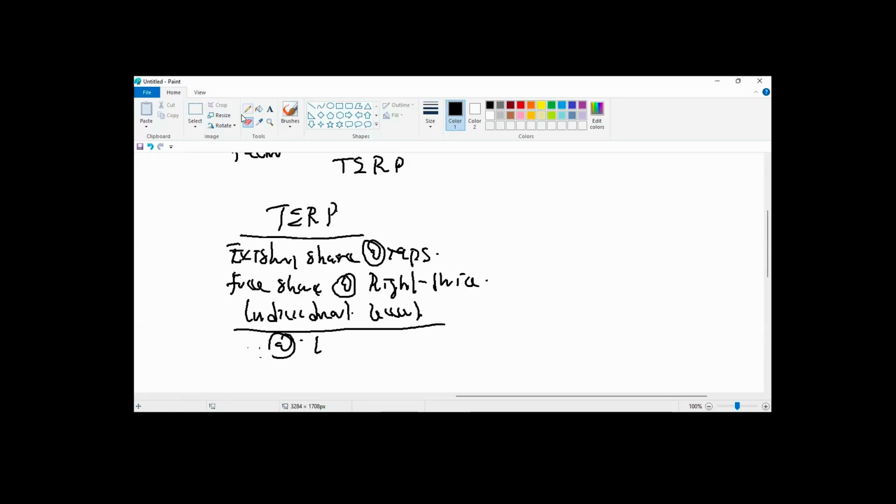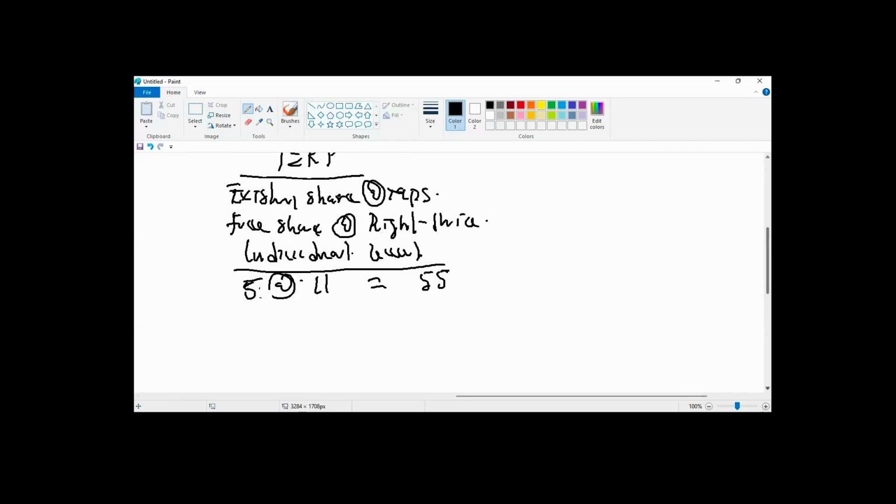So 5 at 11 naira to give me 55. Then the one you are giving us below the market price, 1 at 5 naira. So give me 5. So this will give me 60. Why this will give me 6?